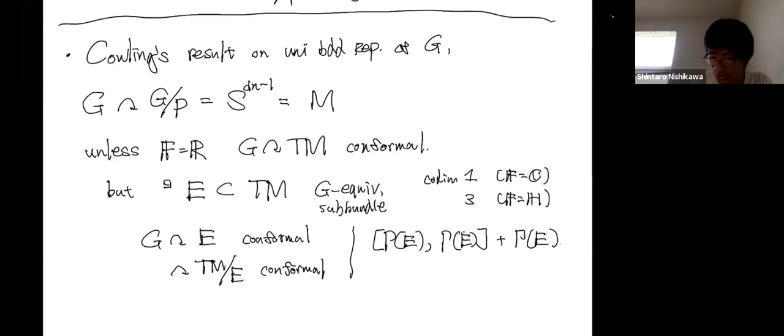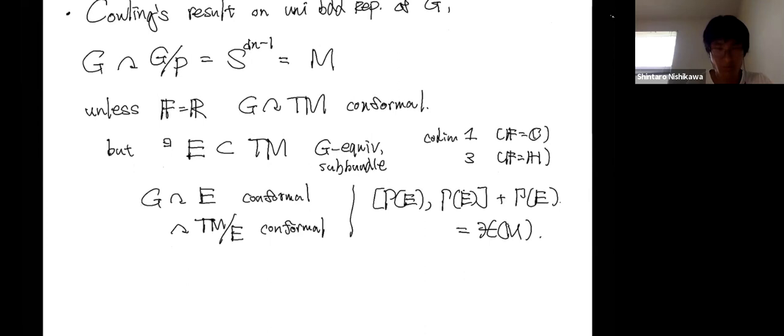So this is, I forgot how you call it, but the vector fields belonging to E generate the vector fields on M. All right, so let me quickly explain what this E looks like, although it's not gonna be self-contained.